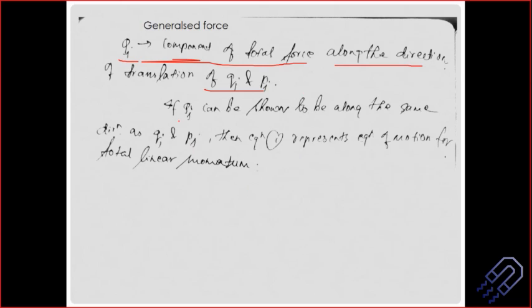Whenever you write, don't overwrite things so that I don't get confused in checking your scripts. Just write Qj, and if you have written small qj by mistake for generalized coordinate, just cancel it out and write capital Qj. So if capital Qj can be shown along the same direction as small qj and pj, then equation 1 represents the motion of total linear momentum.